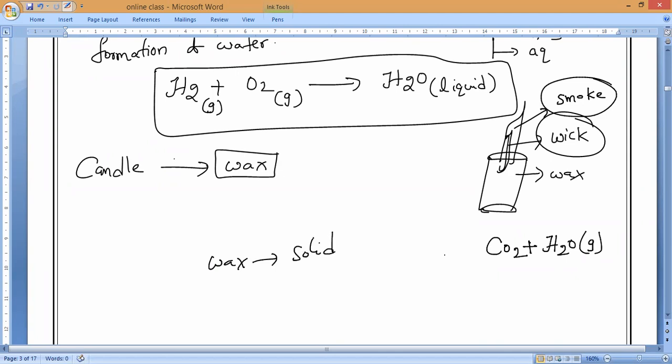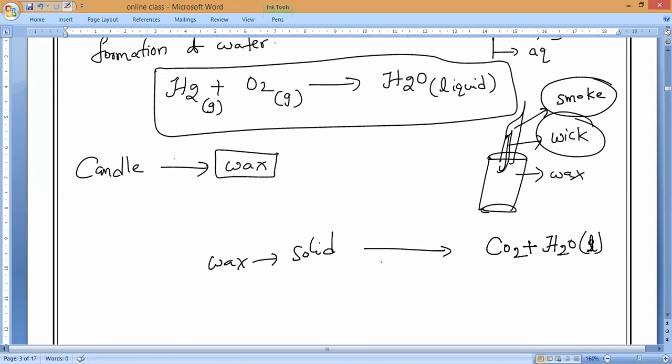But we are getting carbon dioxide and water. Carbon dioxide and water, which state? Gaseous. Carbon dioxide is gaseous, and water is a liquid state. So during this combustion reaction of wax, from solid, what is it forming?